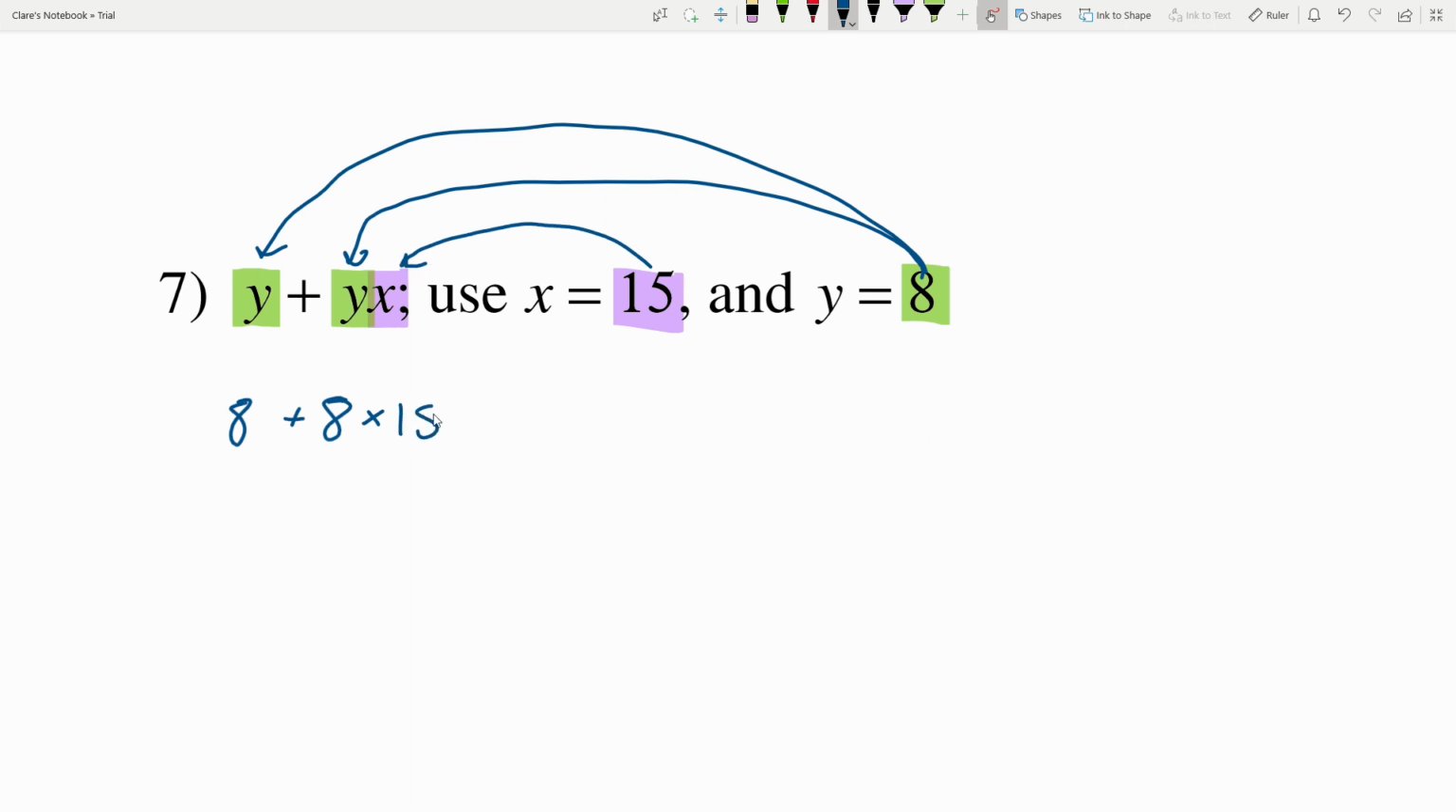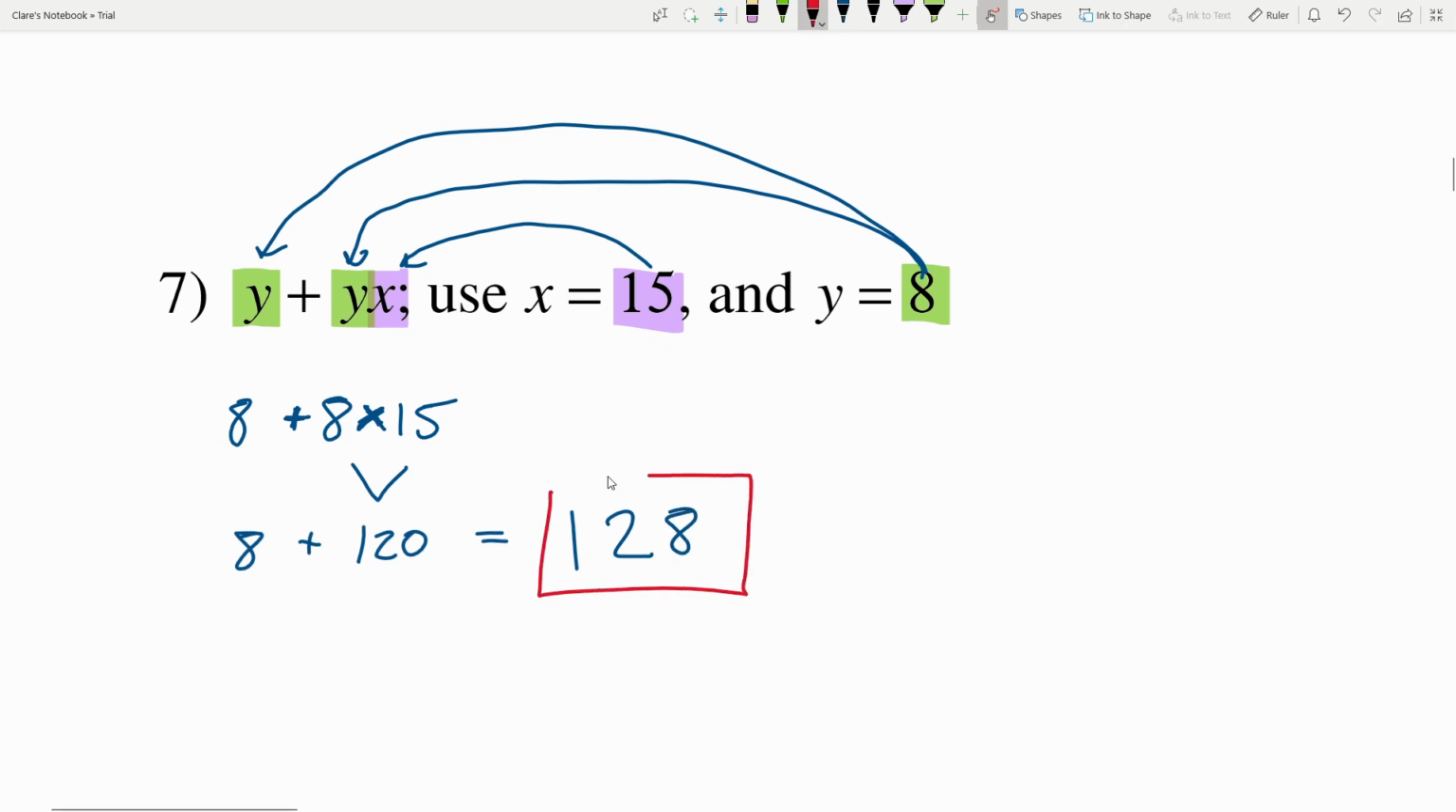15 for x. What comes first? Addition or multiplication? That's going to be multiplication. So 8 times 15, if you need to see that vertically, that's going to be 5 times 8 is 40, carry the 4, 1 times 8 is 8, plus 4 is 12, so 120. 8 times 15 is 120, and I'll be adding that to 8. 8 plus 120 is 128. 128 is my solution in number 7.